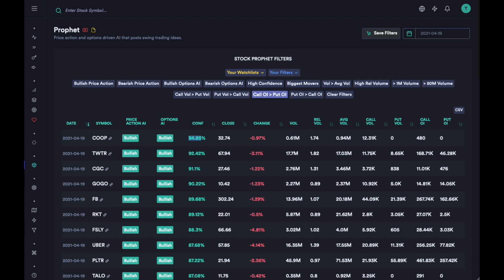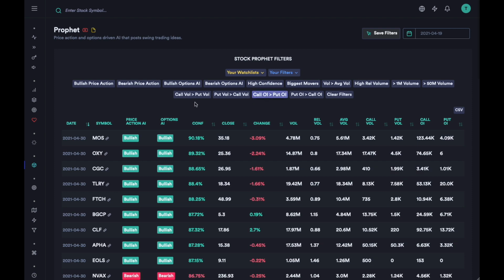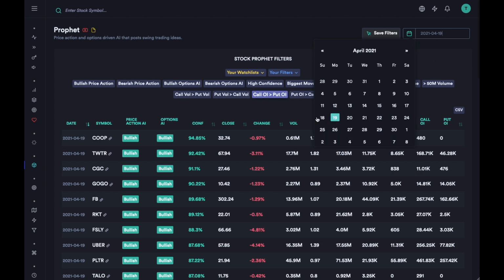Using Stock Profit to find really good swing plays. We went over Coop in the last video. We are going to go over Twitter, and I just realized that I have this filter on. You can turn it off or you can turn it on, but you need to go and tell this again.